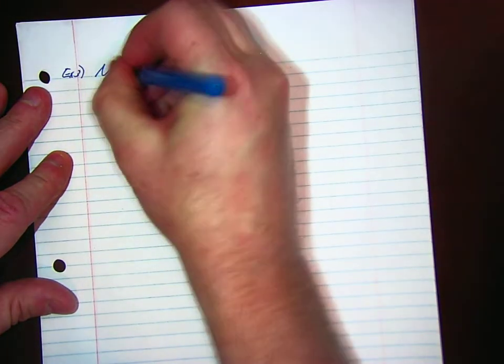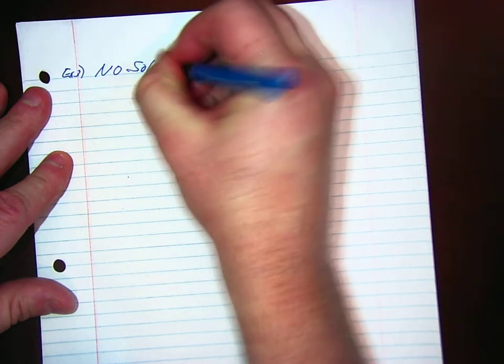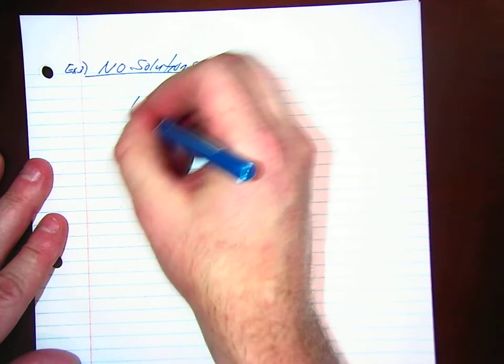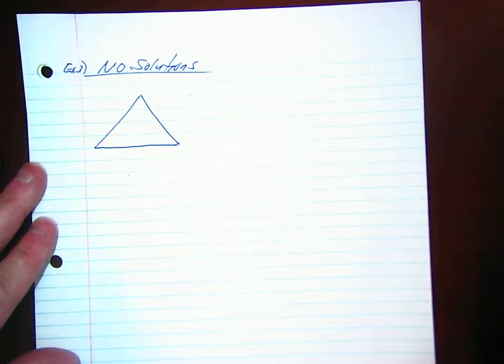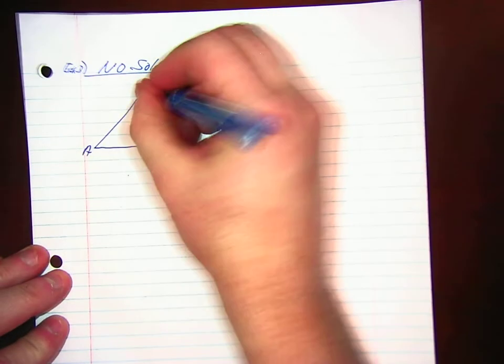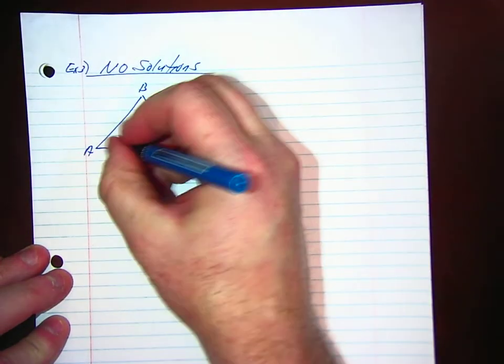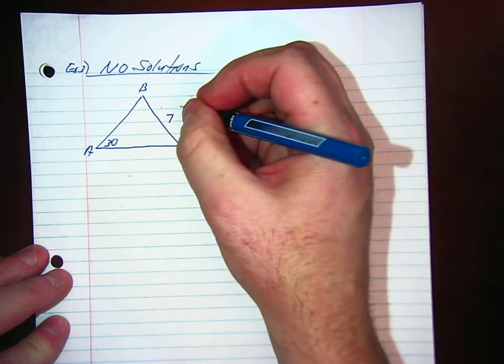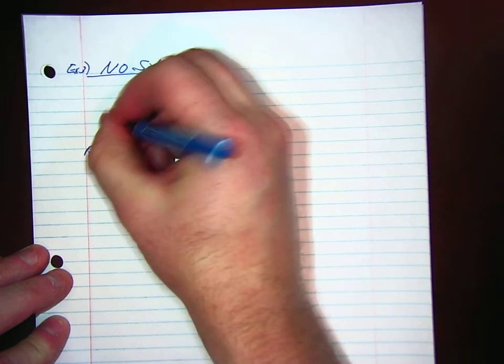This one is going to be an example of where you get no solutions. And like I said, that'll be pretty easy for you to figure out because your calculator won't give you any answers when you do the law of sines. So here's what we got. We got angle A, B, and C again. Angle A is 30 degrees. Little a is 7. And little c is 16.